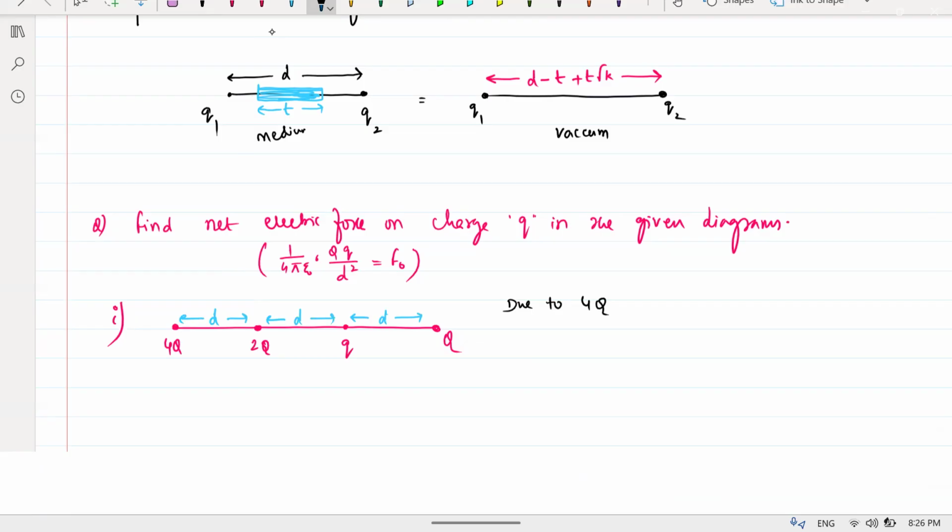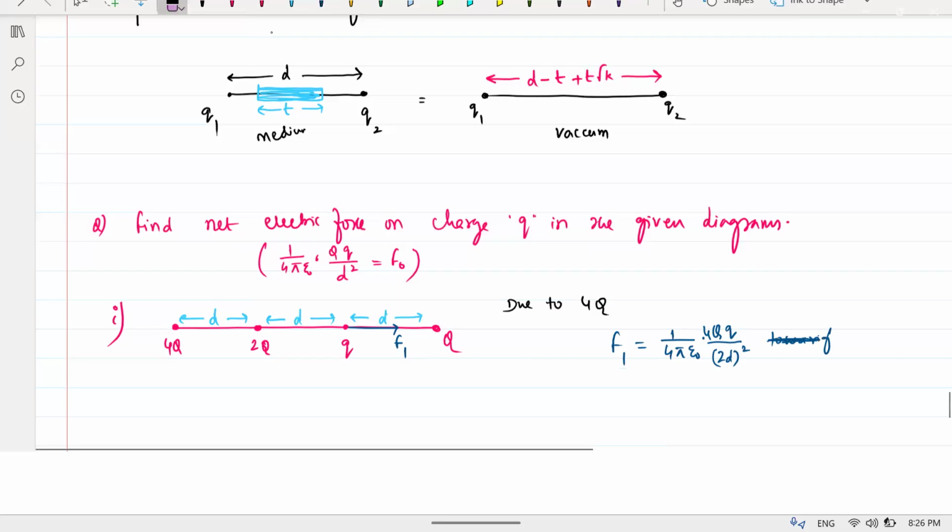Now 4q is more than small q, so this will exert the force in this direction. Say, for example, this is F1. Now F1 in the positive x-axis is equal to 1 by 4 pi epsilon naught into 4 times capital Q into small q. Distance between them is d plus d, that is 2d, whole square. This is towards right.